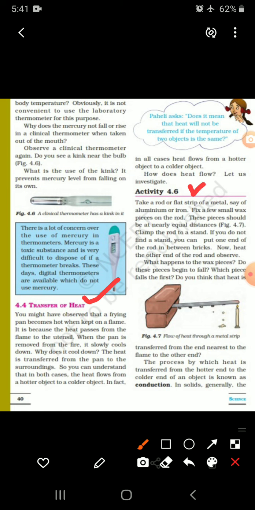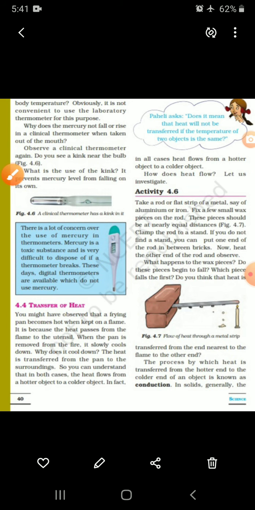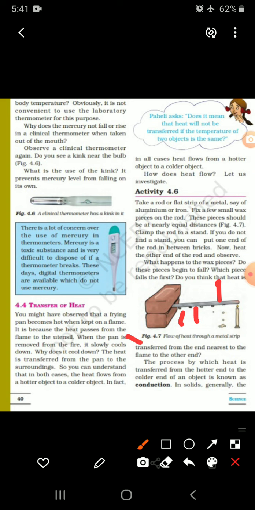You have to take a rod or a flat strip of metal like this one, say of aluminium or iron. Fix a few small wax pieces like this on the rod. These pieces should be at nearly equal distances, as shown in figure 4.7. And now clamp the rod to a stand.